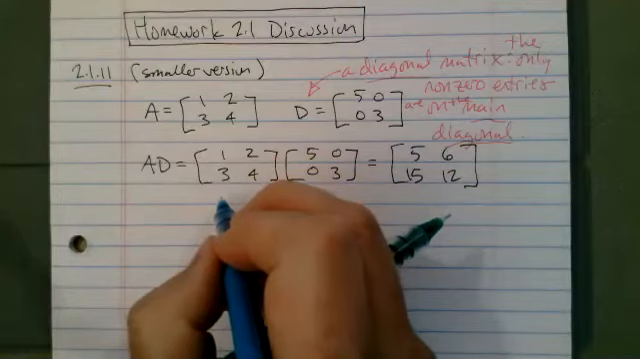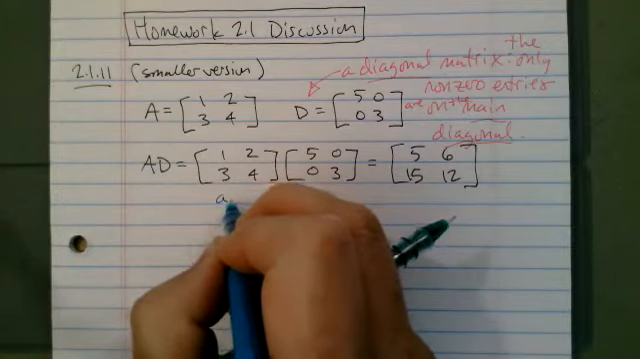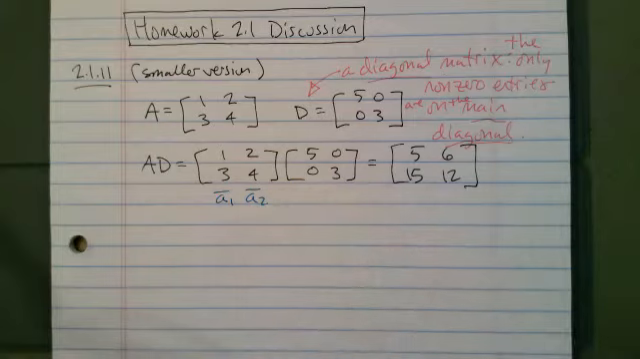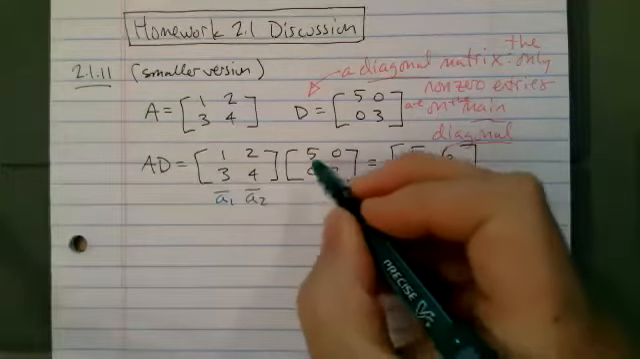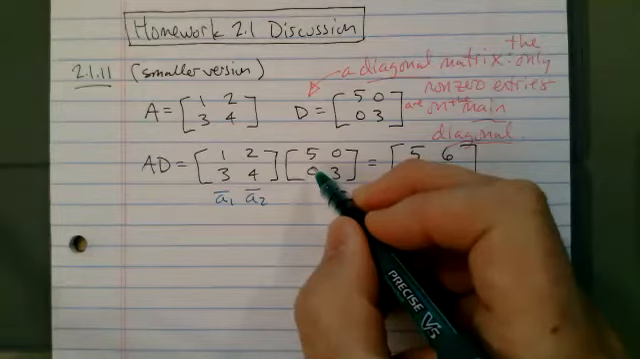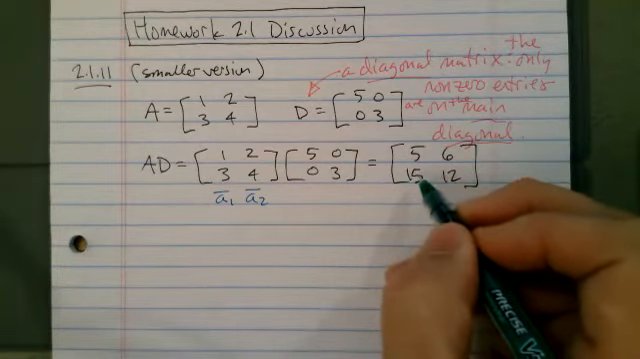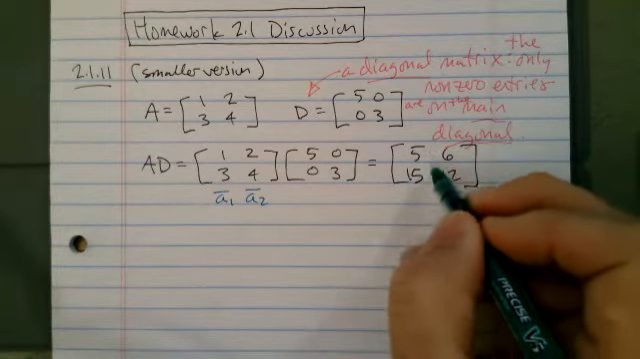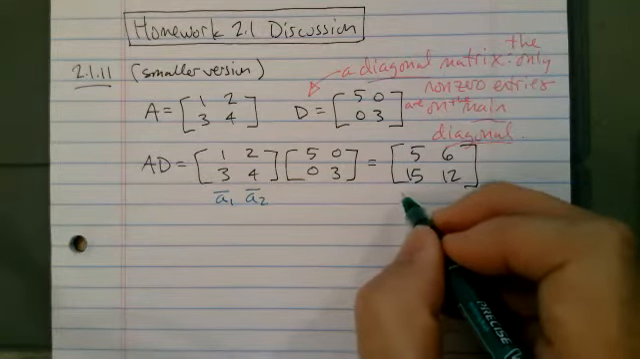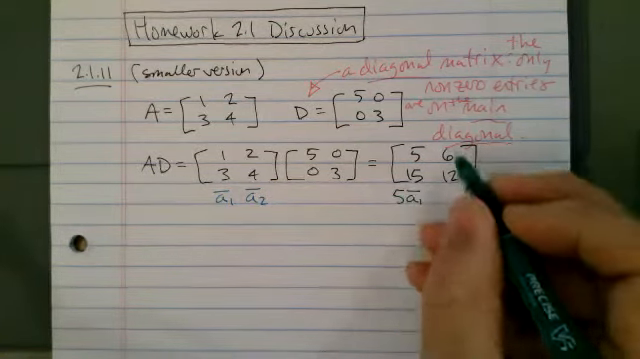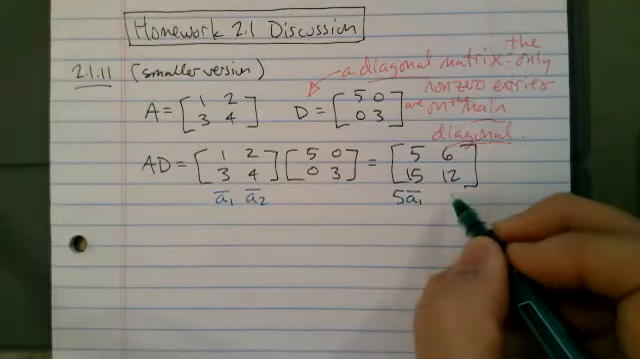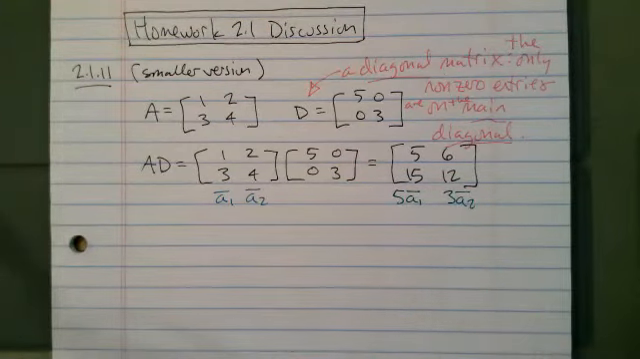So if I name the columns of the matrix A as, say, A1 and A2, like we do, notice that multiplying the matrix D on the right side, I have 5, 15. This first column is just 5 times A1. And the second column is just 3 times A2. When I put a diagonal matrix on the right side, it multiplies the columns. This is just because of how matrix multiplication works.